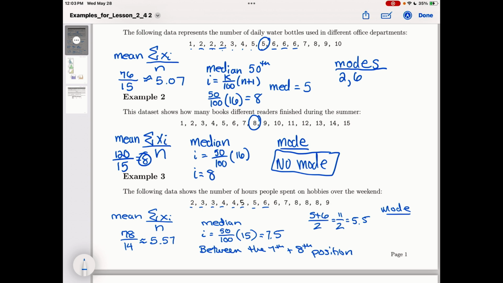Now, to find the mode, we look to see what data value appears the most in the data list. It appears that 8 occurs most frequently. Everything else appears less than 3 times, and 8 appears 3 times. So the mode in this case will be 8.